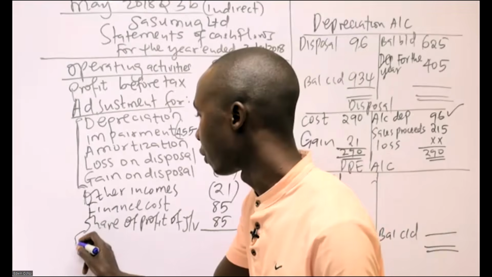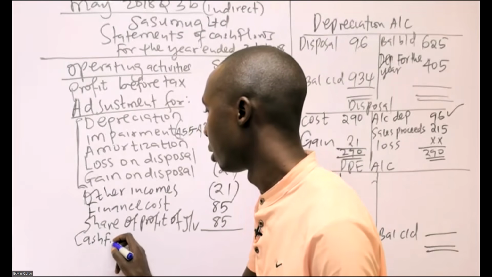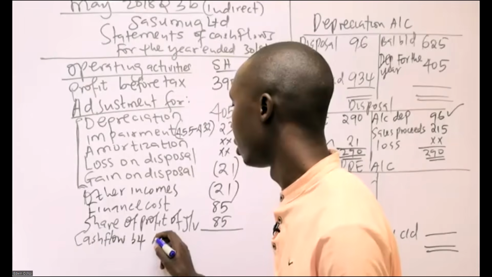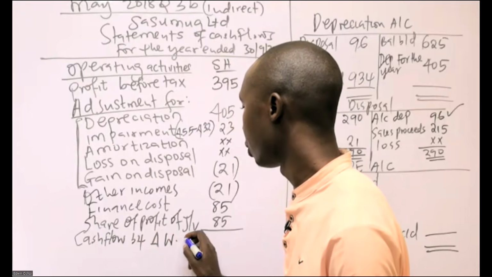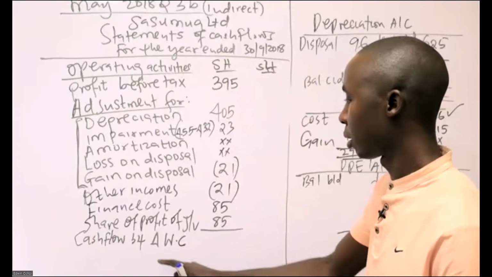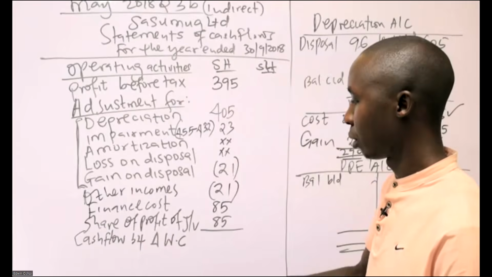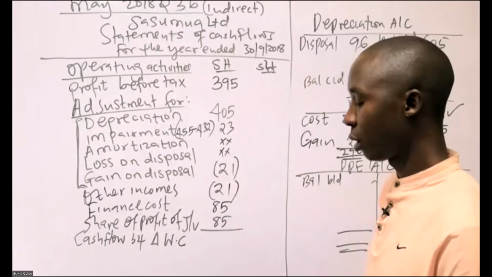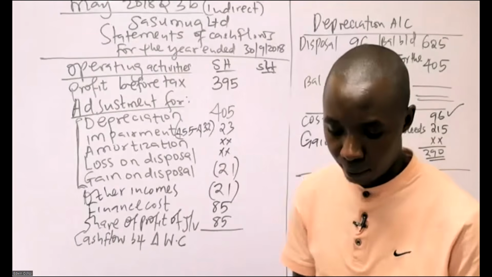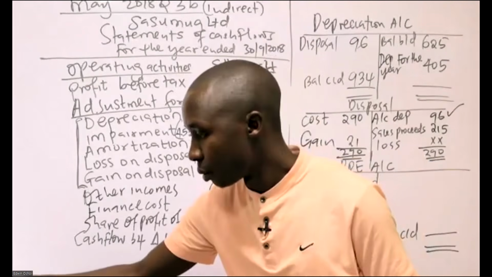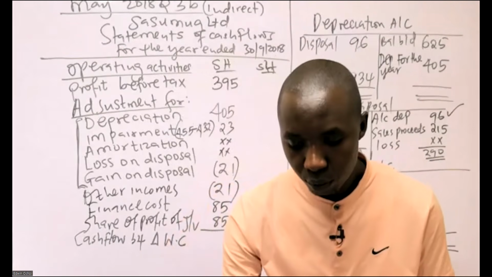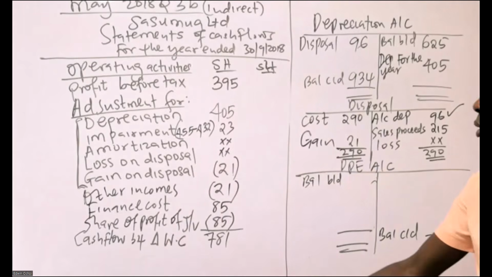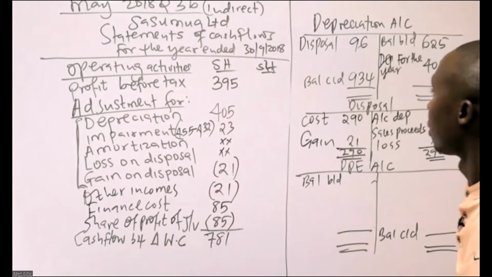So we have here the cash flow before changes in working capital. So I will write it that way, cash flow before changes in working capital. So give me the figure. Give me the summation there. All right. So here we have 781.